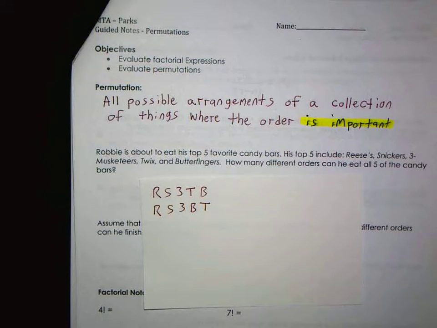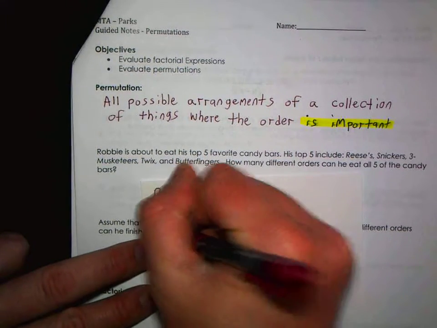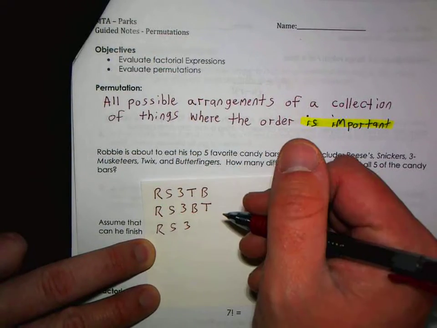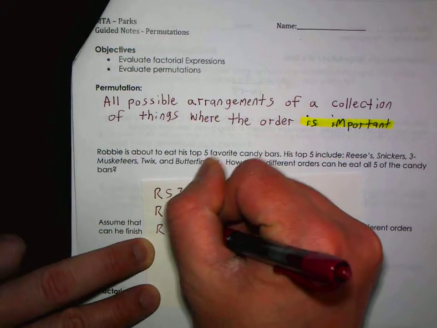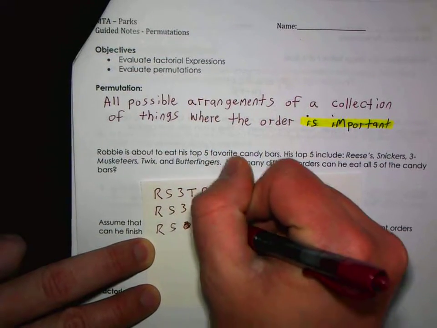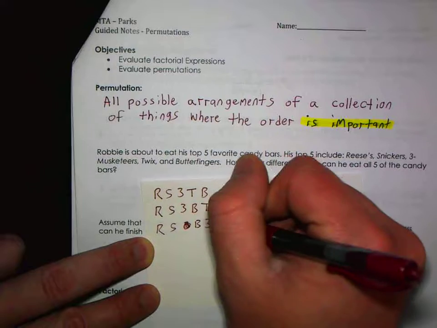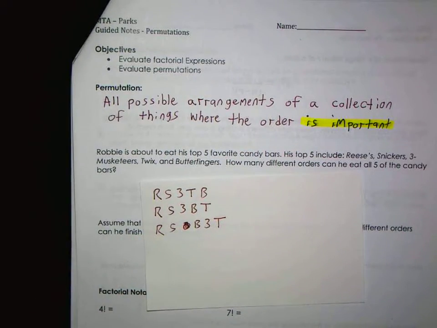Now, order does matter, because otherwise there'd just be one combination, because you would just eat them all. Okay, but they're asking, in how many different orders can you eat them all? So we could keep listing them: Reese's, Snickers, Three Musketeers, Butterfinger, Twix. Anyway, anyone have any idea how many combinations of eating these candy bars there are?